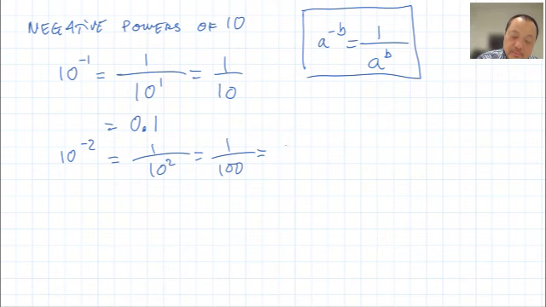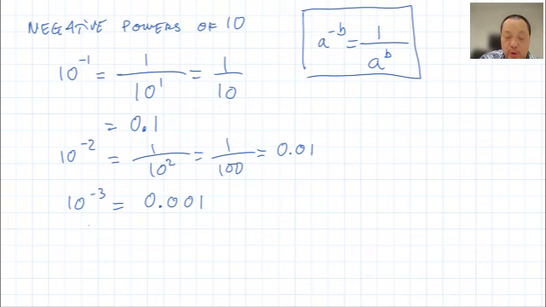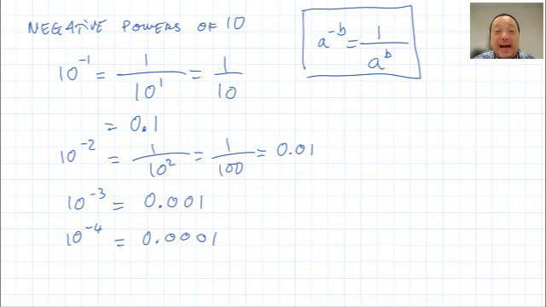What do you get? You should get this, right? 0.01. 10 to negative 3, if you go through the same process, you end up with 0.001. Let's do one more, 10 to negative 4. Go through the same process, 1 divided by the number 10 to the 4th, which is 1 followed by 4 zeros. You see the pattern in terms of how many decimals there are. 1 decimal here, 2 decimals here, 3 decimals here, and 4 decimals here.